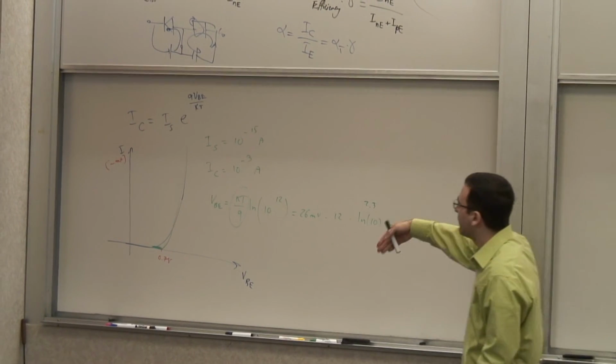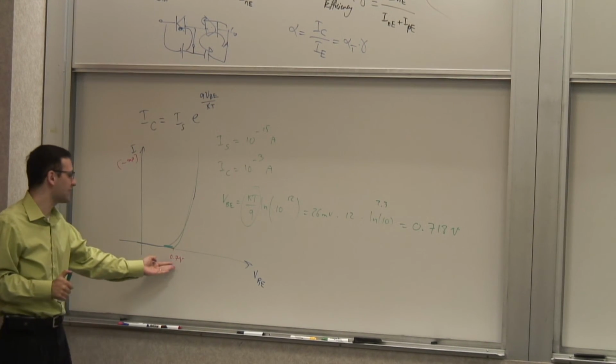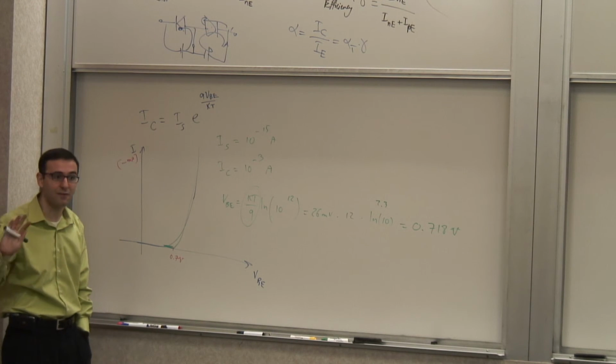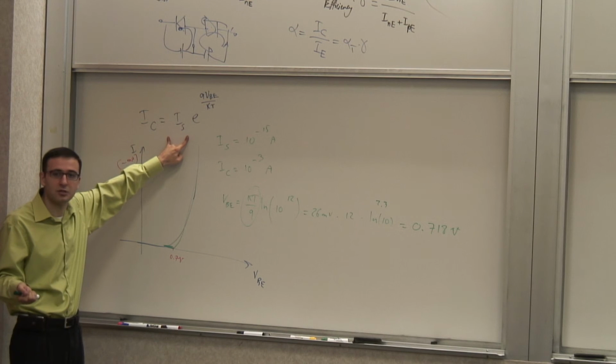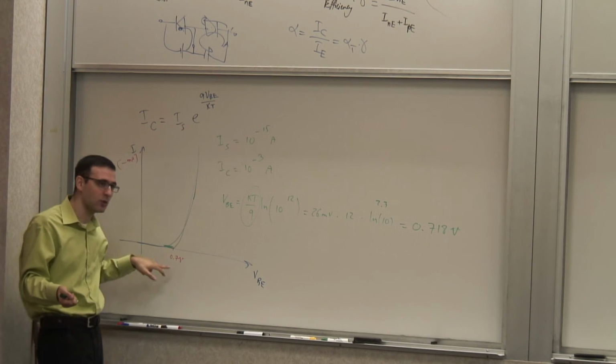So that's why for many of the circuits that we design, we say, well, you need at least 0.7 volts of forward bias for this to turn on. But that's just a very rough approximation. If you want to know exactly what you need, this is your equation. And many times you use this. But I want you to understand where that 0.7 comes from.